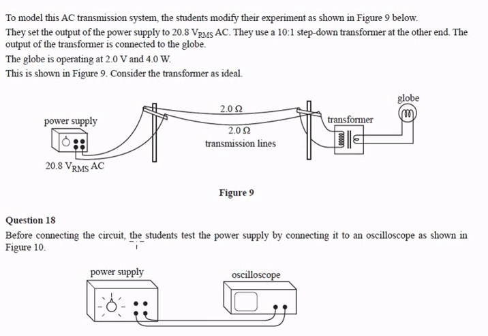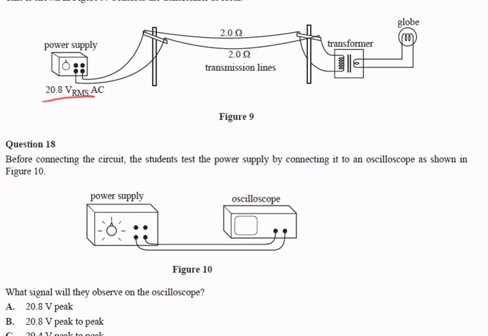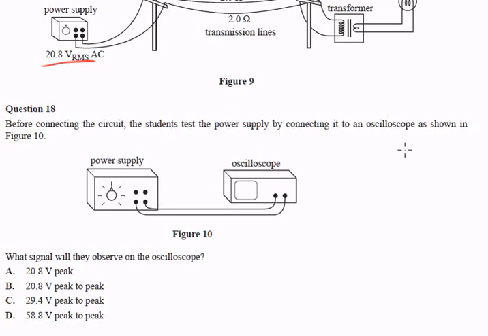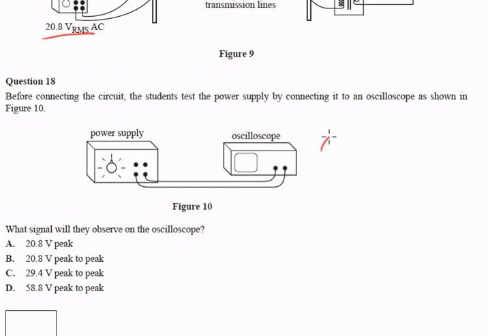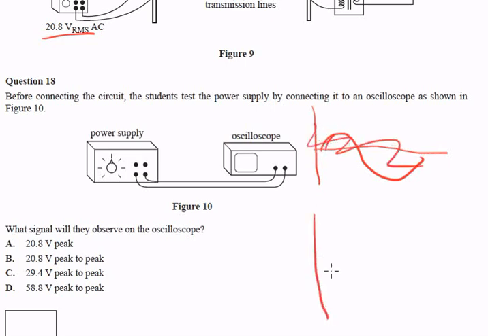And before connecting the circuit, the students put the power supply, this is now 20.8 volts RMS, into an oscilloscope, so they want to see what the voltage is on the oscilloscope. So what signal would they observe on the oscilloscope? Really, they're going to see a signal that looks like this. It's not very symmetrical. Let's try it again.